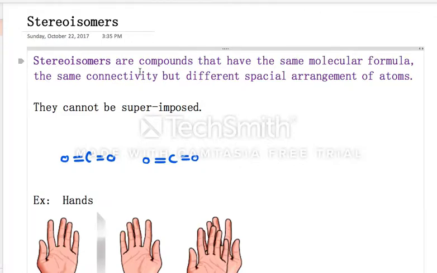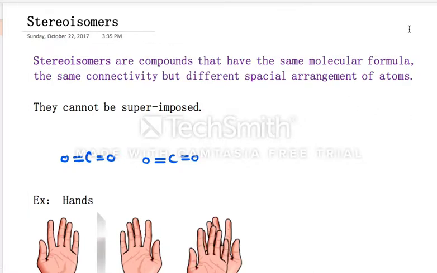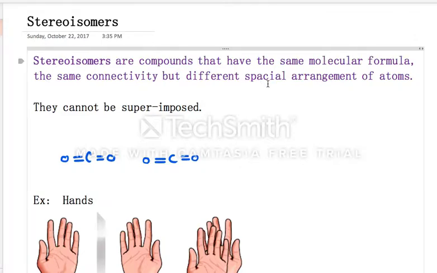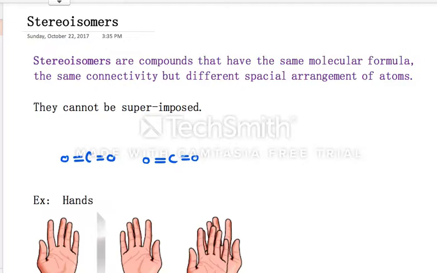Now, what are stereoisomers? Basically, stereoisomers are compounds that have the same molecular formula, the same connectivity, but different spatial arrangement. So they are arranged differently in space. Stereoisomers cannot be superimposed. What does superimpose mean? Basically, superimpose means that you can put one on top of the other.